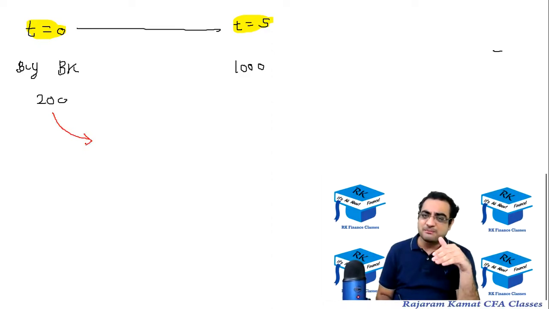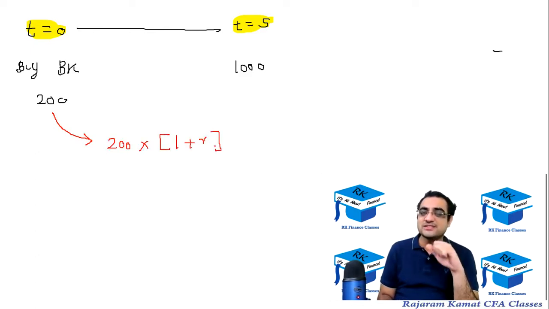Ahead means compounding. Compounding means multiplying. It's 200 into bracket 1 plus r raised to n. I'm taking it ahead for 5 years, so 1 plus r raised to 5. And that value becomes equal to 1000.